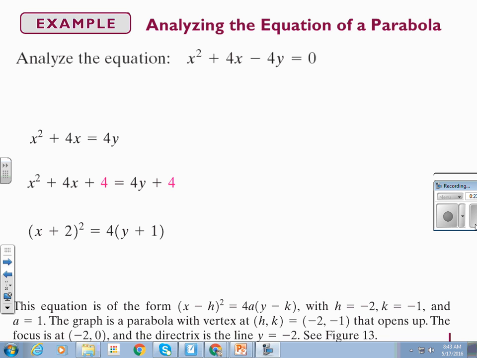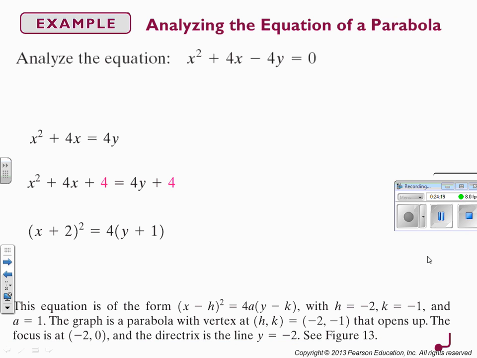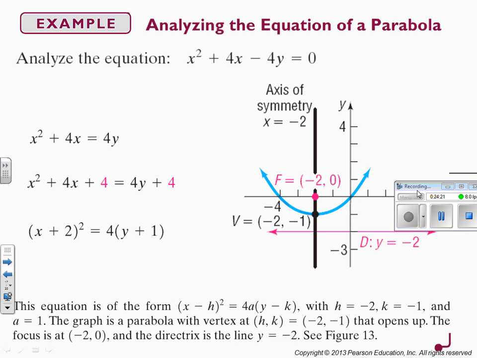The focus is at (-2, 0). And the directrix is the line y equals negative 2. And we can find the focus and the directrix using the equations for our parabola equation. Okay, so that looks like this guy.